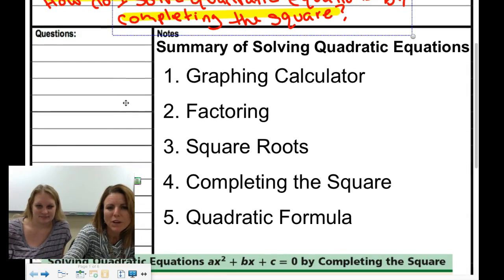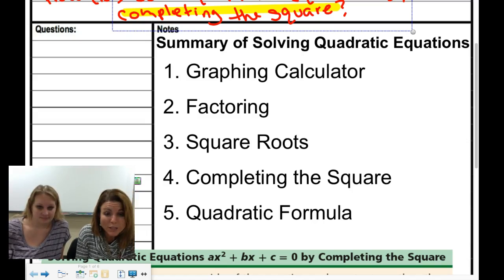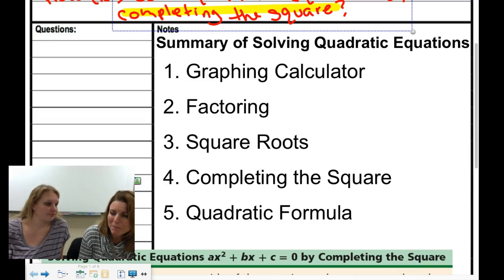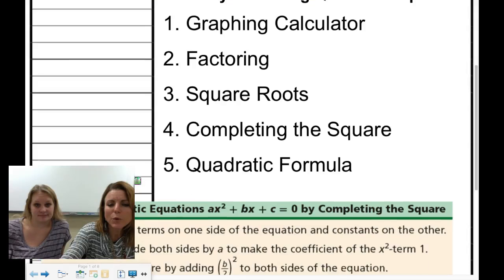Remember, I think we've kind of covered this. There are different methods you can use. Number one, you could use a graphing calculator, but technically we want you to use a graphing calculator to check, not to actually solve it. Factoring, which we've worked on, square roots, which we've worked on, completing the square, which we started on day 1, and the quadratic formula, which we will not be covering quite yet, but we will be. Why I want to address this is, no matter which one of these 5 methods you use, you will get the same roots, or solutions to your equation.